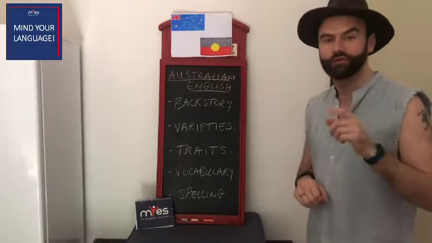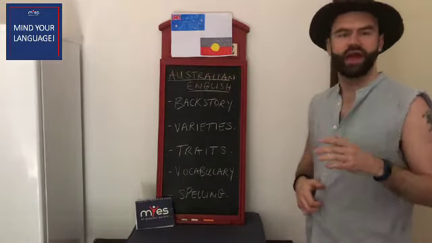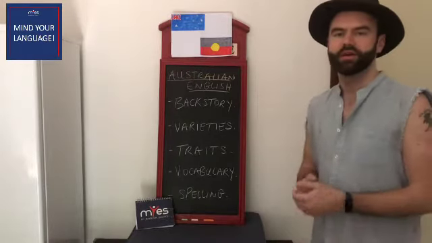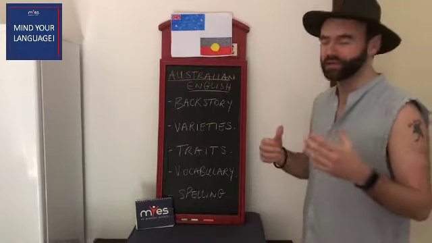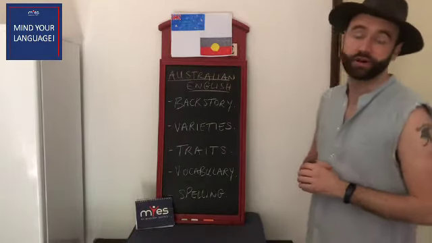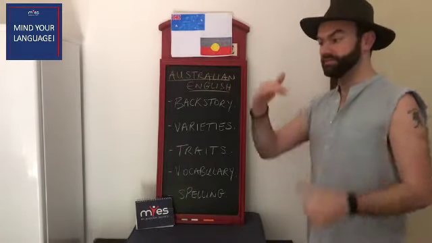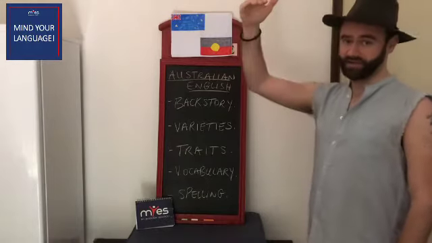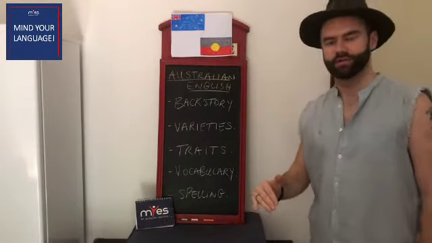Imagine if you flew from Bologna or Rome, Fiumicino, and imagine if you flew any direction for 5 hours. You'd be in a completely different country, right? So Australia really is absolutely huge. Now, there are three main varieties of Australian English. We have general Australian English in the middle. We have cultivated Australian English, and we have broad Australian English.